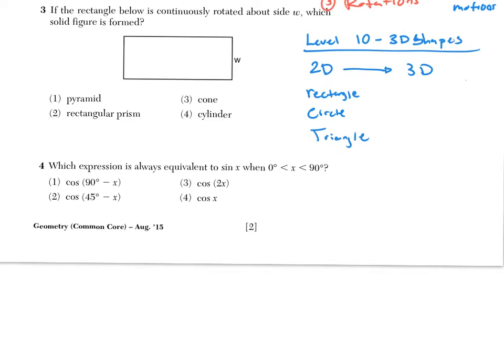Now, if you rotate a rectangle, you get a cylinder. If you rotate a circle, you get a sphere. And if you rotate a triangle, you get a cone. All right, those are the notes that we want to put down here. So if we're rotating this around side W, I think it's pretty obvious here, but we are getting a cylinder. Nicely done. Now, number 4, which expression is always equivalent to the sine of x?